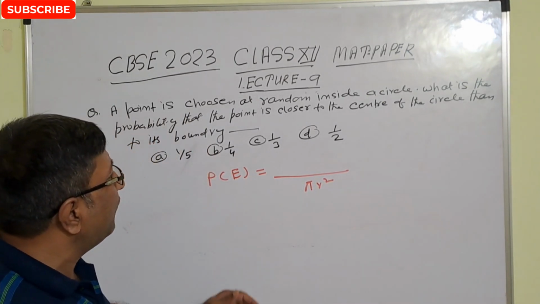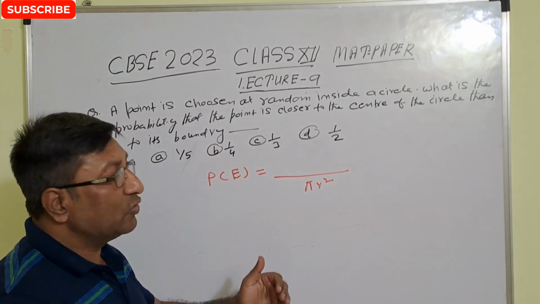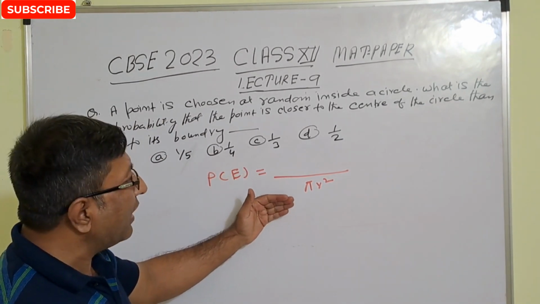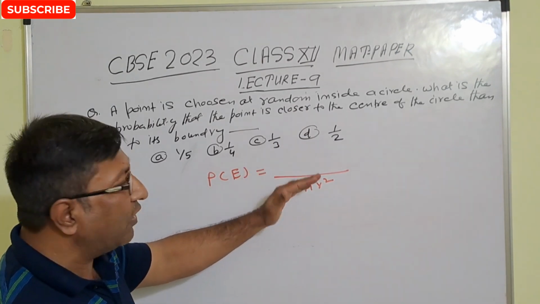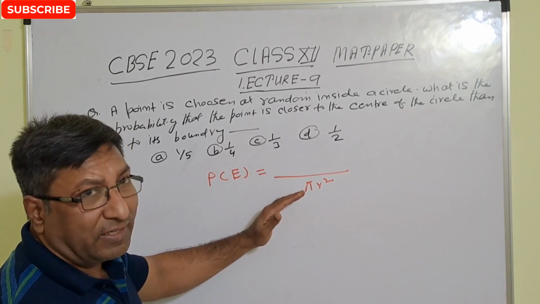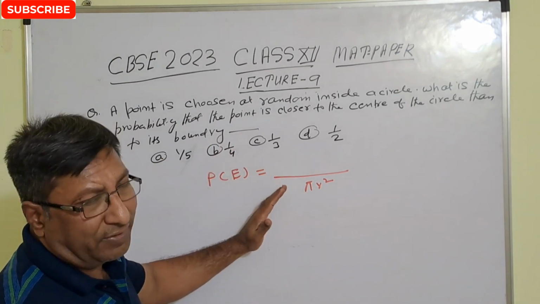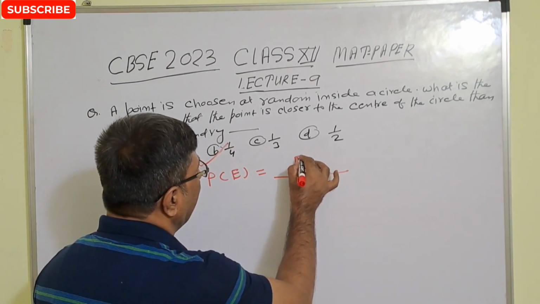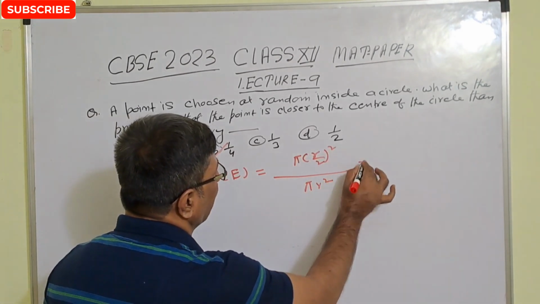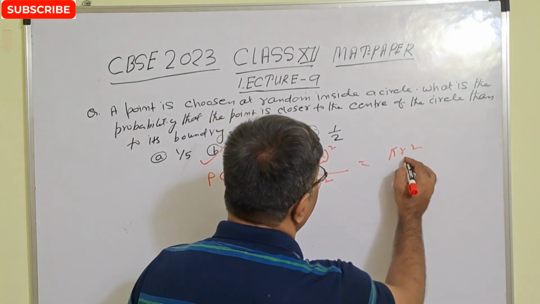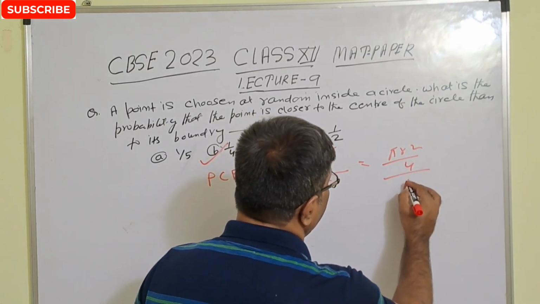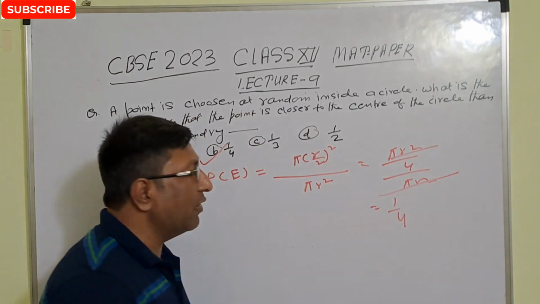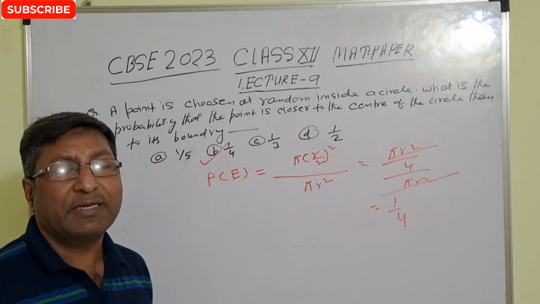Now we need favorable, very close to the center. So r will be decreased. If we take r by 2, then this is r square by 4, so pi r square by 4. If we take r by 3, pi r square by 9, so it is not given. So our correct answer is 1/4. How? We will take r as r by 2 square. So we will get pi r square by 4 divided by pi r square. So this cancels out, and we will get 1/4. So our correct answer, B option, is the right answer.